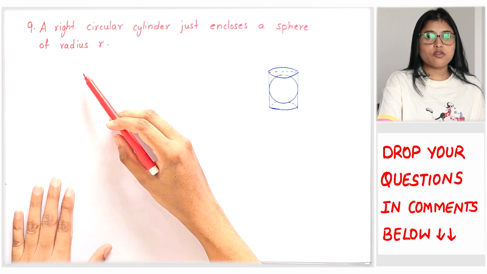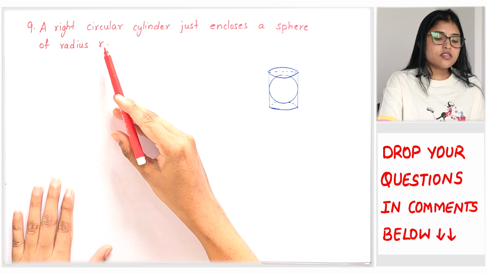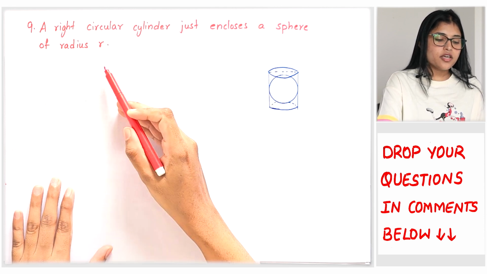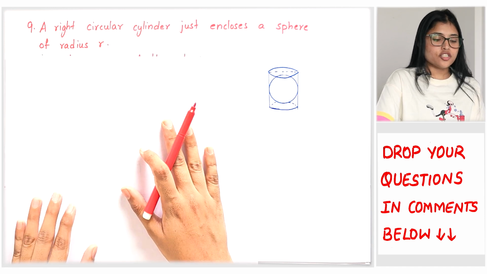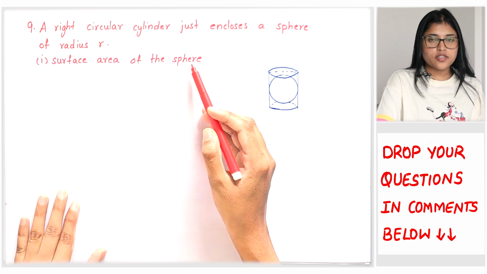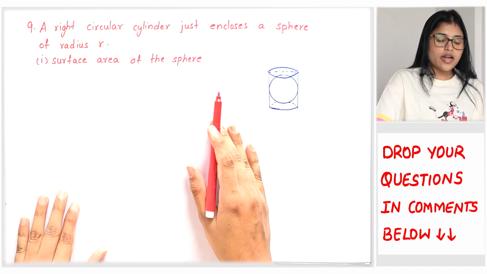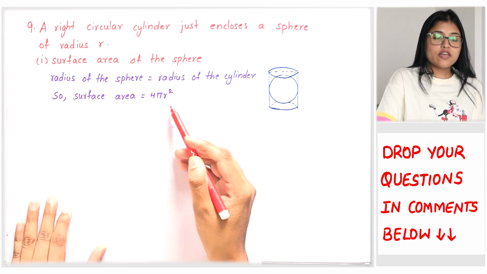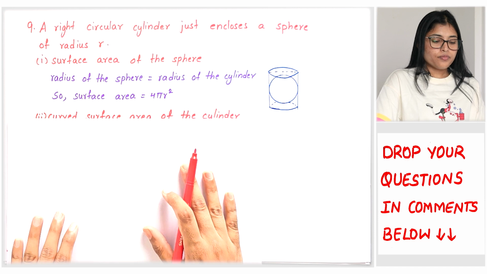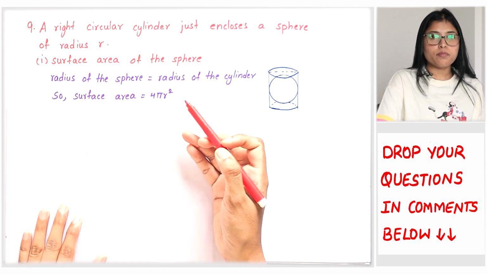The last question, question number 9, says a right circular cylinder just encloses a sphere of radius r as shown in the figure here. In the first part of the 9th question, we need to find the surface area of the sphere. So we know that the formula for the surface area of a sphere with radius r is equal to 4 pi r square. So the answer for the first part is 4 pi r square.